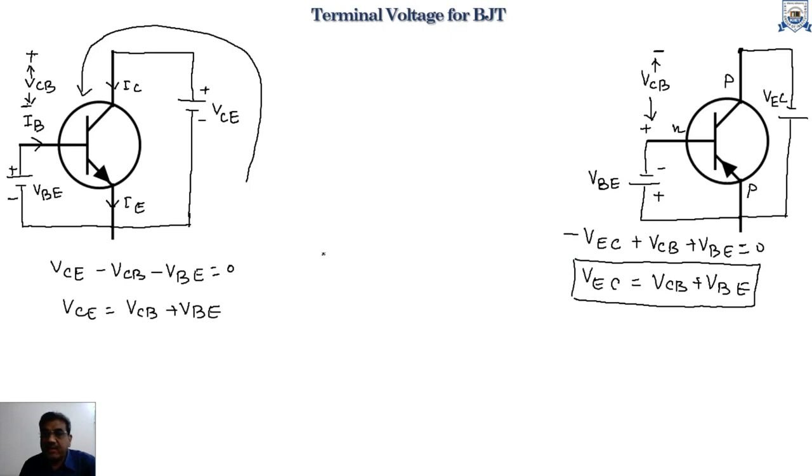Here it has been assumed that the value of VBE remains constant, because we are going to use a silicon transistor. For a silicon transistor, the value of VBE is always assumed to be 0.7 volt, and for a germanium transistor it is always assumed to be 0.3 volt.